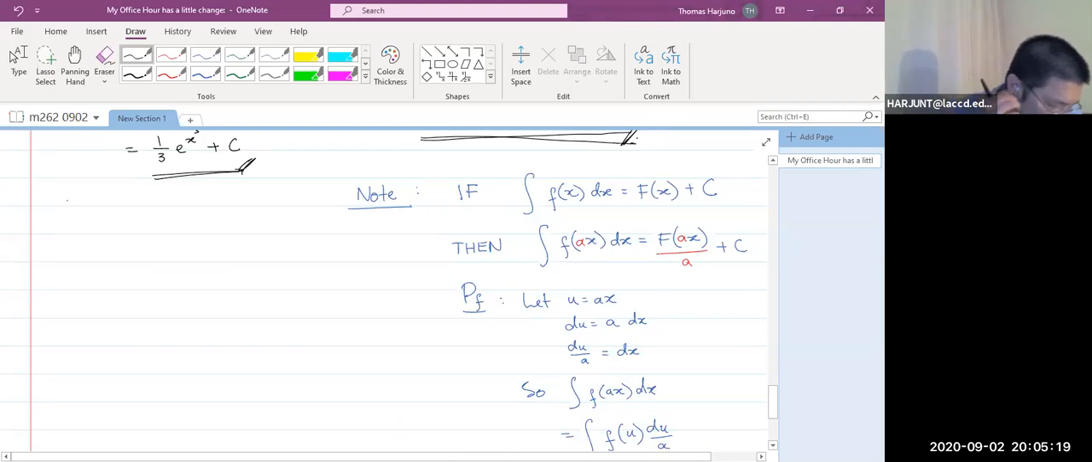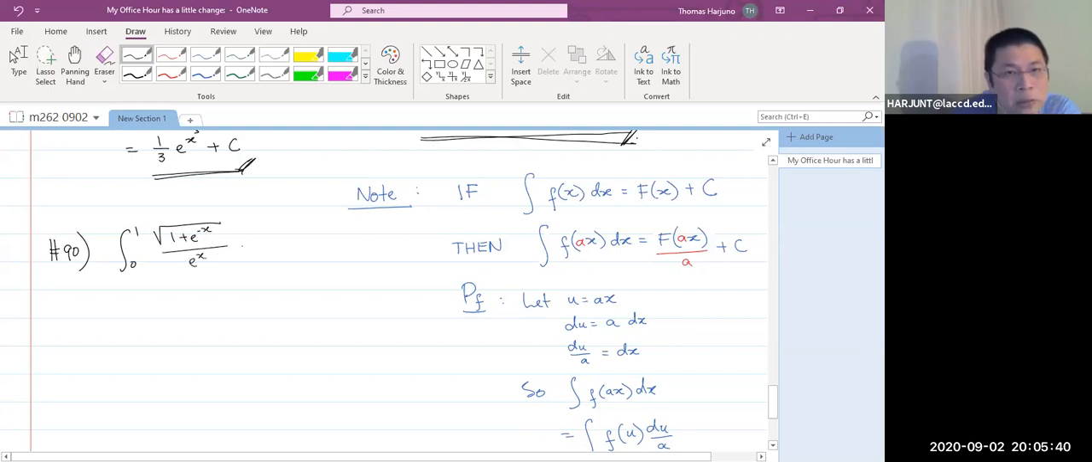let's see how we would do number 90. The integral from 0 to 1 of the square root of 1 plus e to the negative x over e to the x dx.